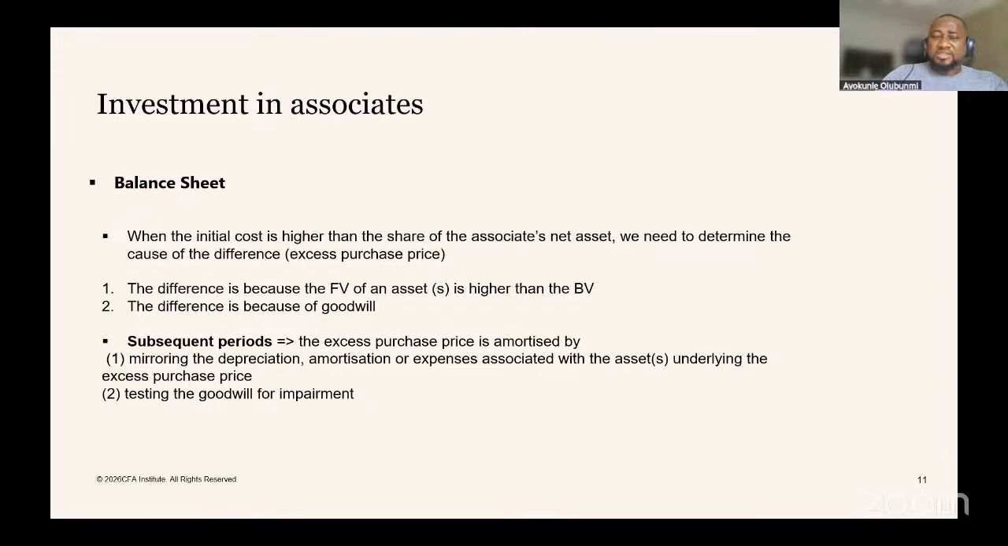So for instance, assuming that you have the asset that is being depreciated over, let's say, 10 years, that excess purchase price, that difference between the fair value and the book value, will also be amortized over the same period, using the same method that's used for that particular depreciation, right? And then assuming that is a goodwill, goodwill will be tested for impairments periodically.